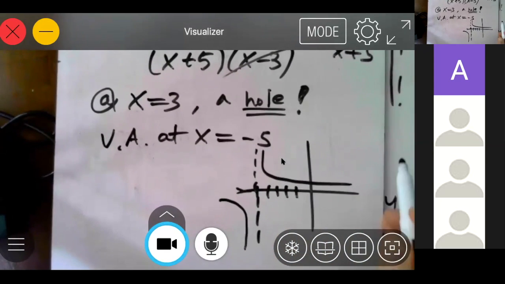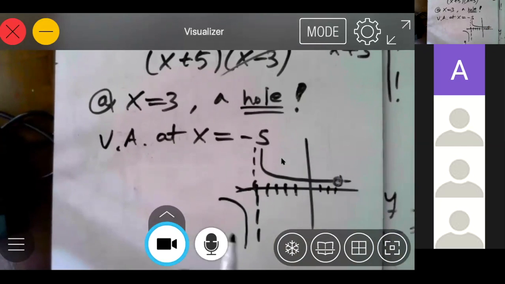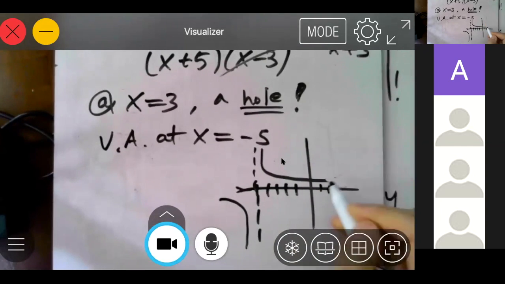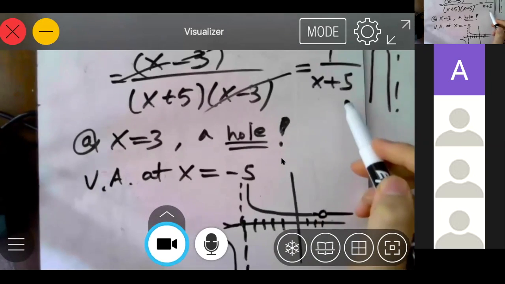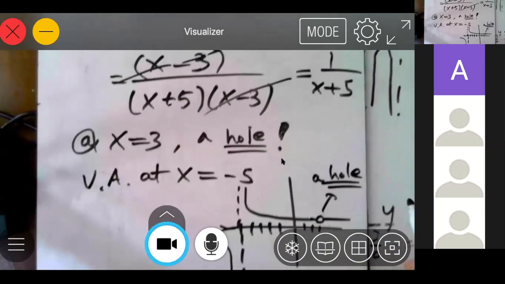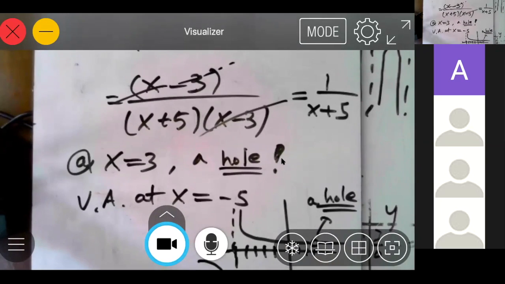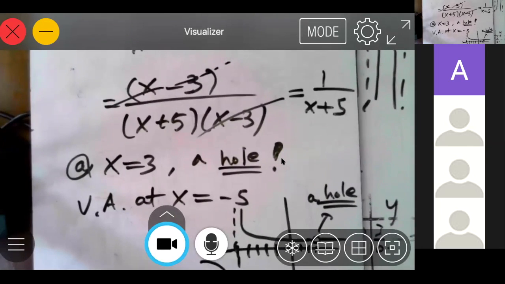it's going to look something like this. At 3, there's a hole. It will look exactly the same as 1 over x plus 5, except there's a hole. If we were to simplify and let's say we canceled out another expression, does that mean there would be 2? Yeah. So anytime you simplify, there's a hole. That's one thing I want you to keep in mind.